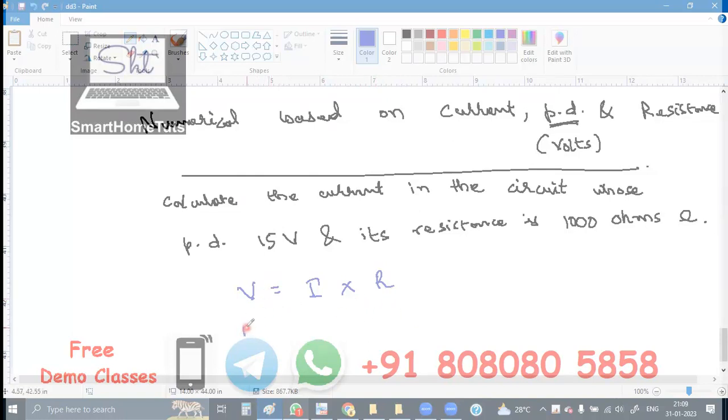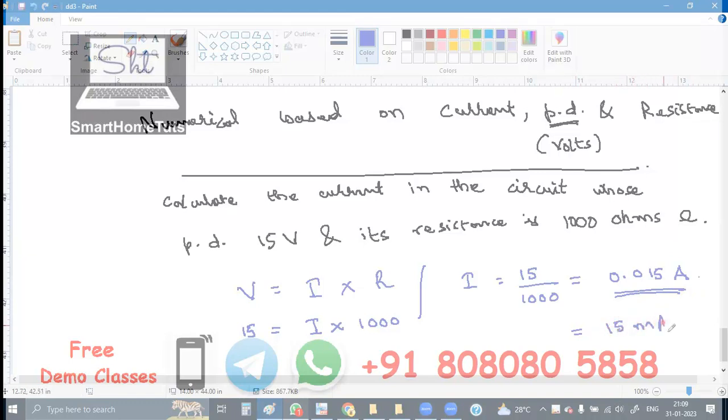So your voltage is 15 volts. This is equal to, I'm substituting here, I is the value that we are supposed to calculate. R is resistance, which is 1000 ohms. If I rearrange the terms, I is equal to 15 divided by 1000, okay, which is going to be 0.015 amperes. Sometimes they may ask you to calculate in milliamperes. So straight away again, if you are going to multiply it by 1000, this is going to become 15 milliamperes. Okay, we are having several kinds of numericals.